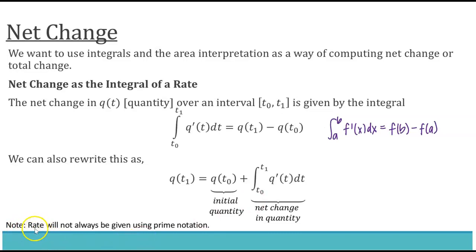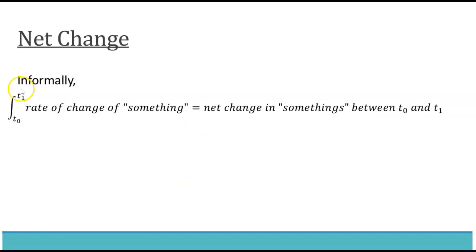Now, quick note, a rate will not always be given using prime notation. So we are going to be integrating rates of change, but we may not see the prime notation. We would know we have a rate based on the units. So very informally here, we're saying that the integral from t sub 0 to t sub 1 of a rate of change of something is equal to the net change in something between time 0 and time 1.